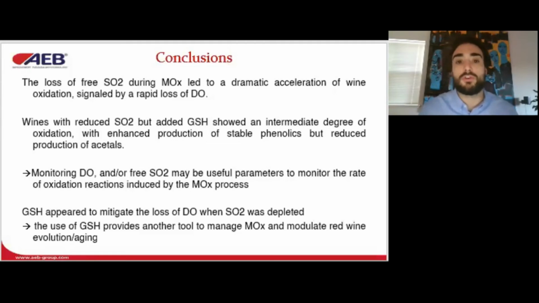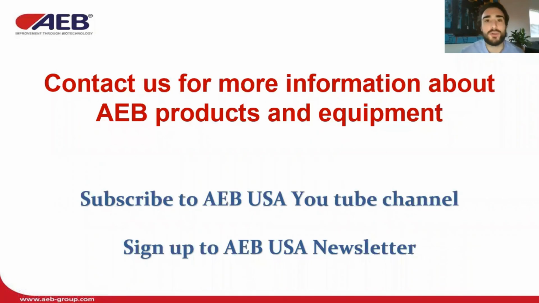Therefore, the authors conclude that measuring dissolved oxygen and free SO2 may be a useful parameter to monitor the evolution of the MOX treatment, and that the use of glutathione provides another tool to winemakers to manage the red wine evolution.